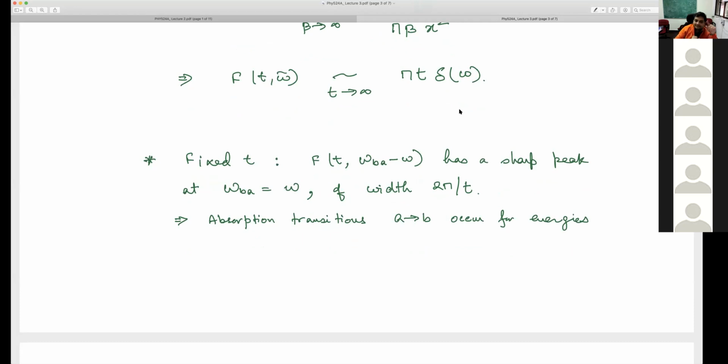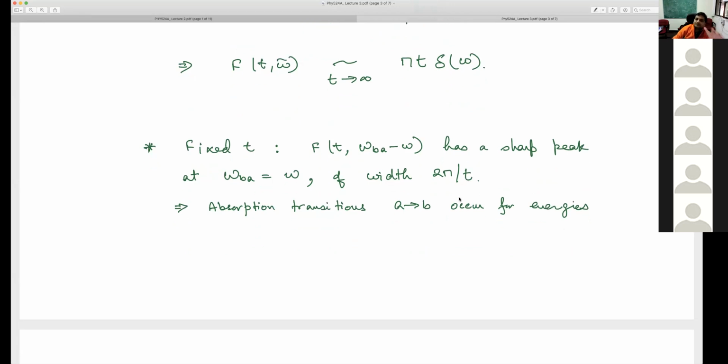Now, just one connection I wanted to make. Let's say you fixed the time. This function f_t of omega_ba minus omega turns out to have a sharp peak at omega tilde equal to 0, that is, where omega_ba is equal to omega, with a width of 2 pi by t.